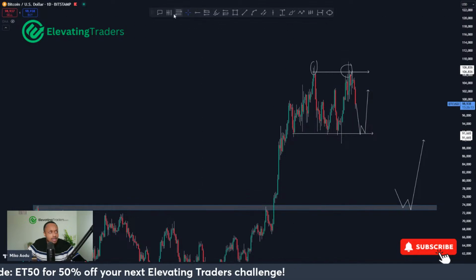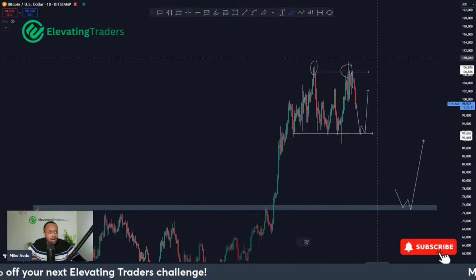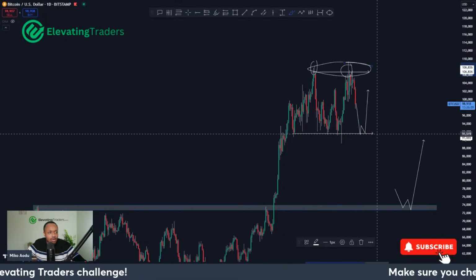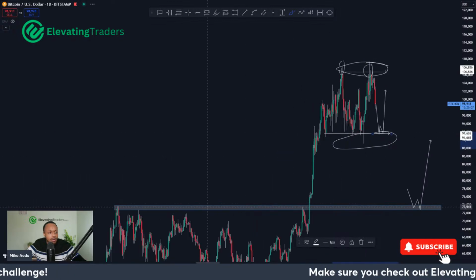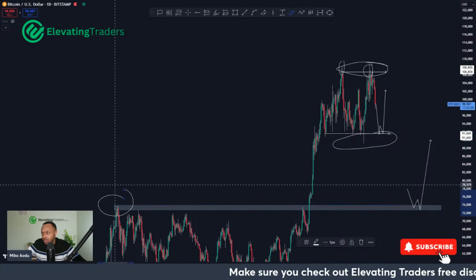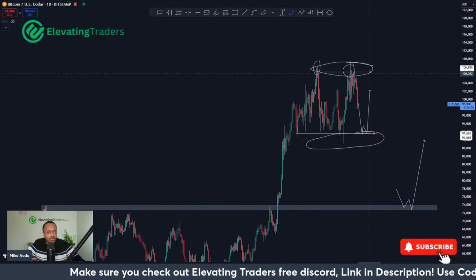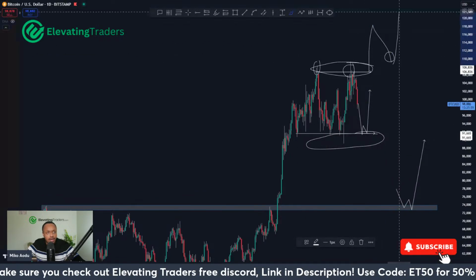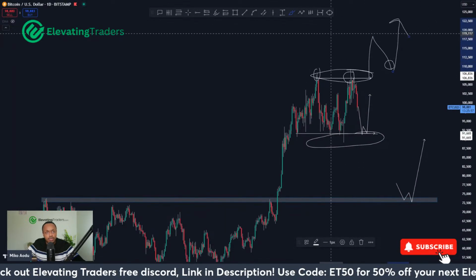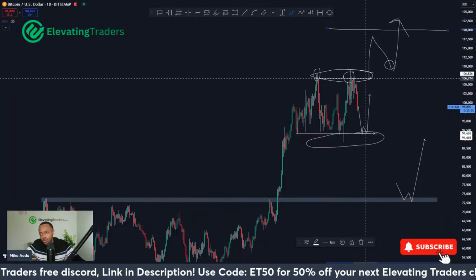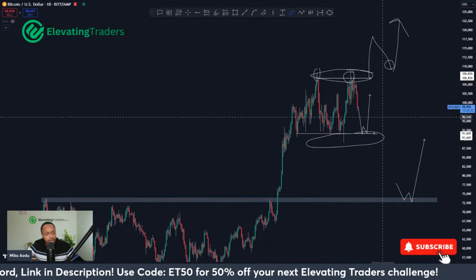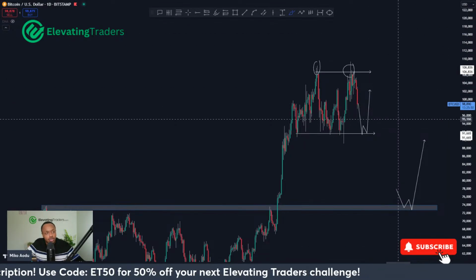I would just pay attention to these areas in the market, waiting for price to either break the high or break the low. Because if we do break the low, then I'm looking at a bigger push back down to 74, 73K for that retest. And of course, if we do break the high, then yeah, pullbacks and more upside look good. Probably a push to 120K. That's probably our next big psychological level for Bitcoin. But of course, overall, very bullish.